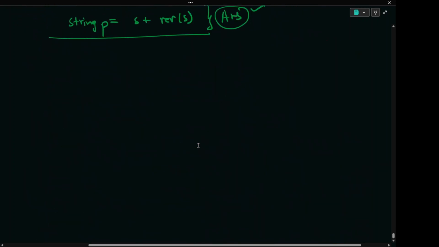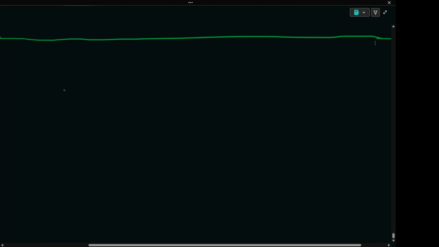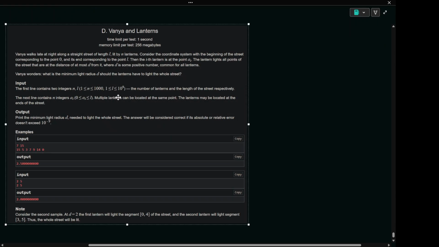That's cool. Now let's move on to the next problem, which is where we have the least amount of people solving this problem. So what is it? Yeah, Vanya and Lanterns. Cool. Let me paste it here. This is the question, guys.